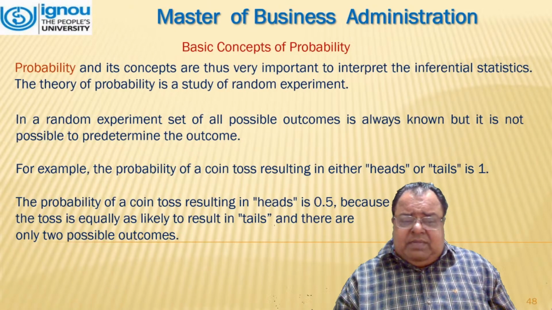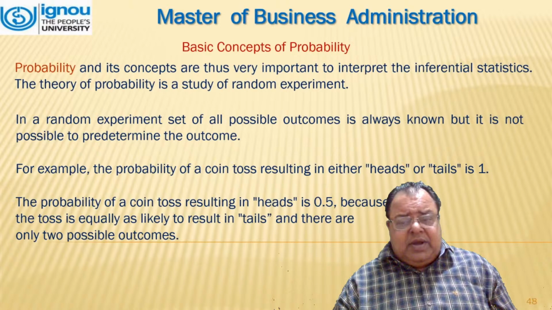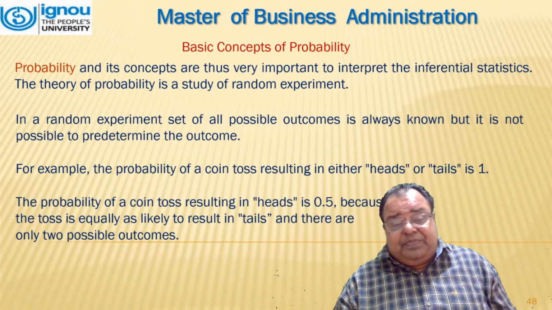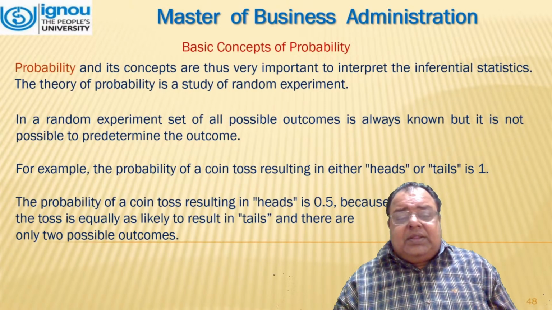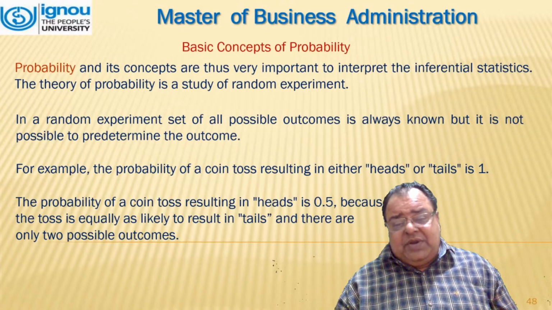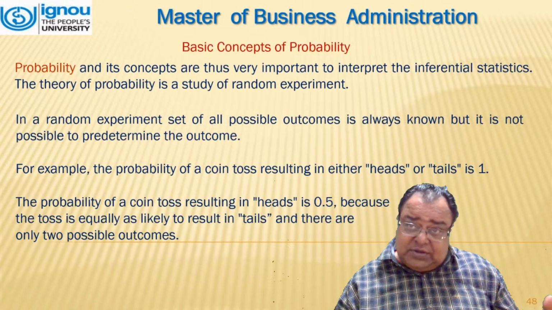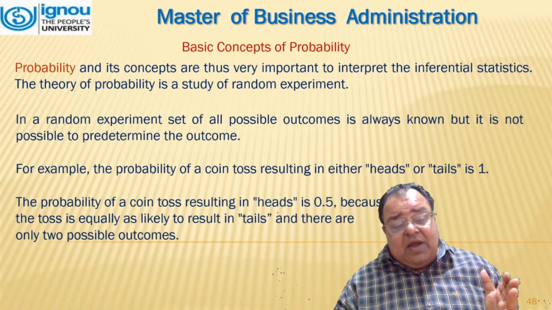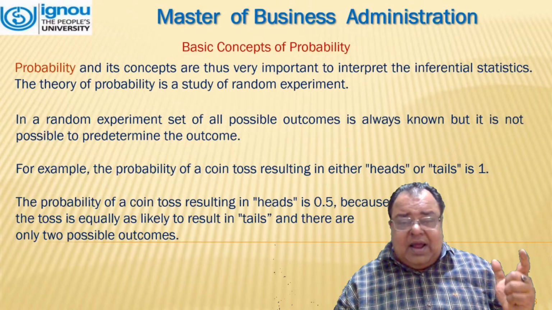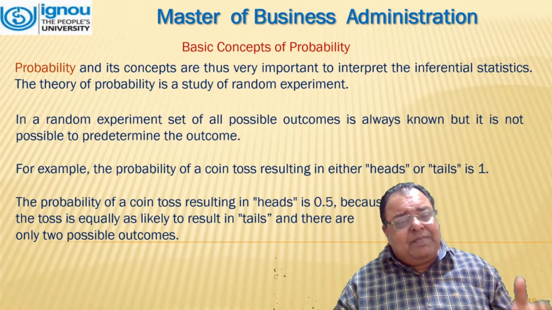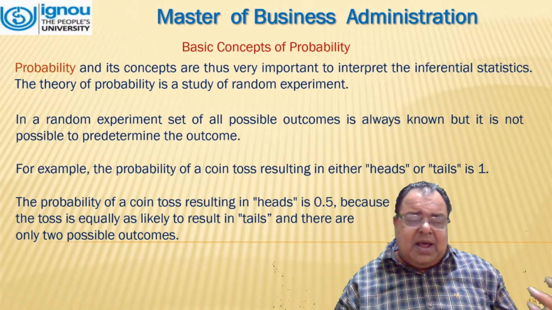In a random experiment, the set of all possible outcomes is always known, but it is not possible to predetermine the outcome. For example, the probability of a coin toss resulting in either head or tail is 1. And the probability of a coin toss resulting in head is 0.5 because the toss is equally as likely to result in tails, and there are only two possible outcomes. When you are going to flip a coin, either tail or a head will come.